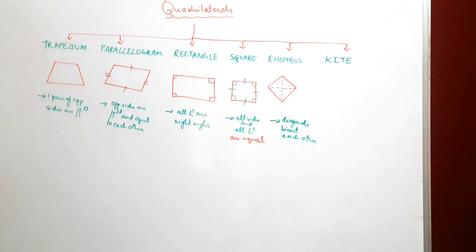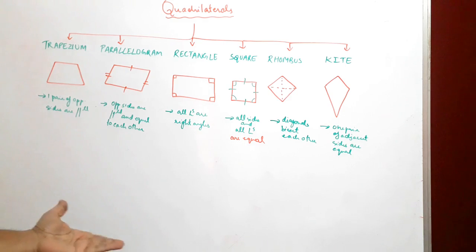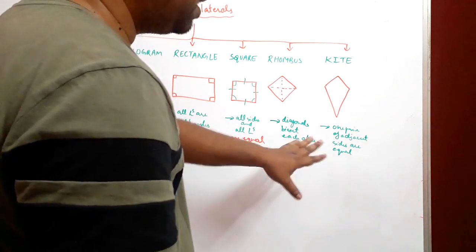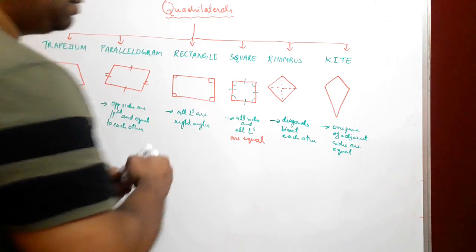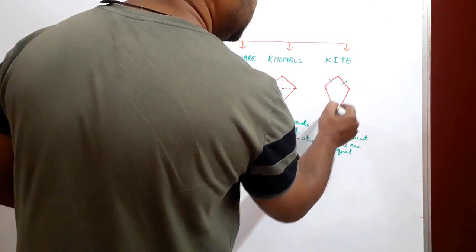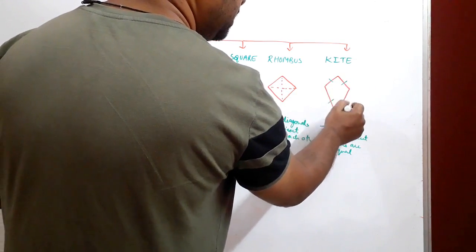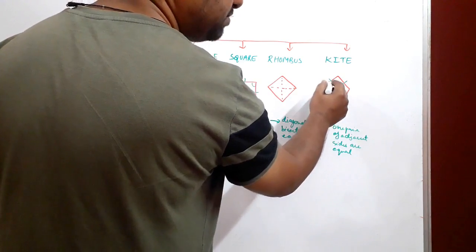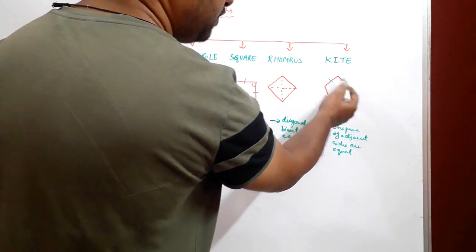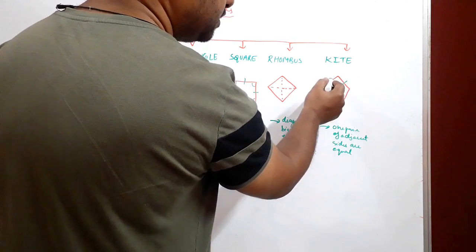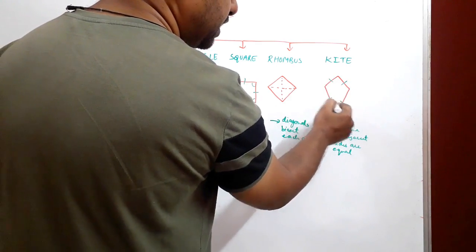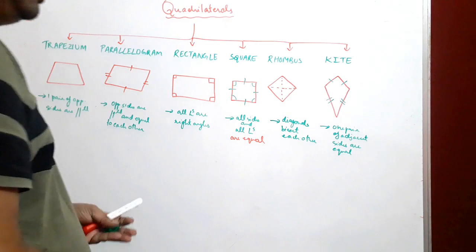Coming to the last one, that is the kite. The kite looks something like this, and it says one pair of adjacent sides are equal, which means these are your adjacent sides, but one pair. These two are also adjacent sides, but they are not equal to each other. So only one pair and not more than one. These two are equal to each other and these two are equal to each other.